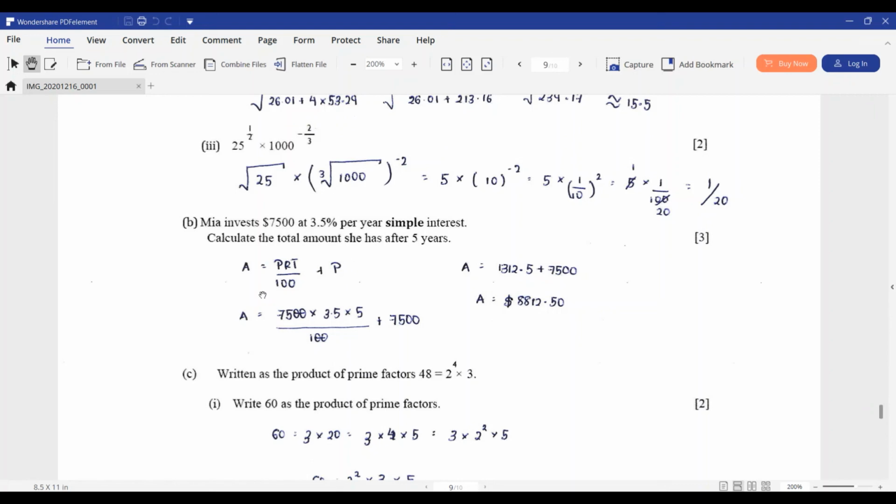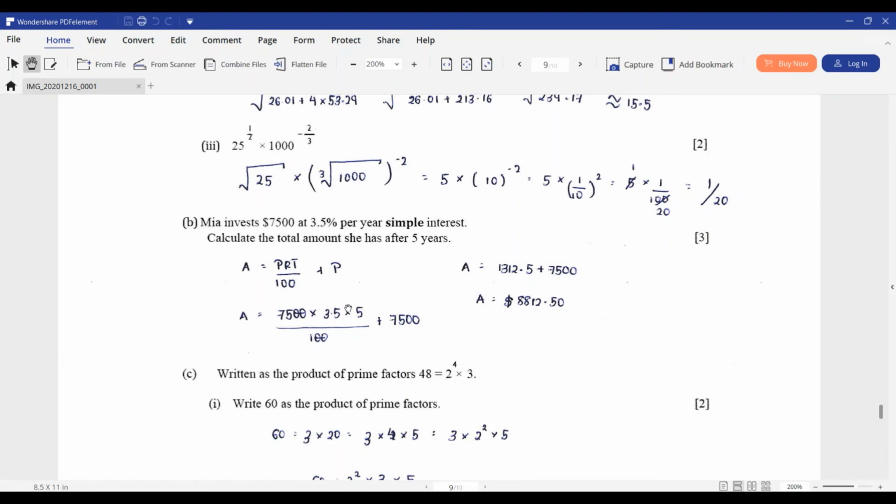So PRT over 100 plus P is our formula. P for principal, R for rate, and T for time. So the amount is 7,500 multiplied by 3.5 the rate multiplied by 5 time over 100 plus the principal 7,500. Let's solve this first. The interest received is 1,312.5. Take that, add it to the principal, and we should get $8,812.50. That's the total amount she has after 5 years.